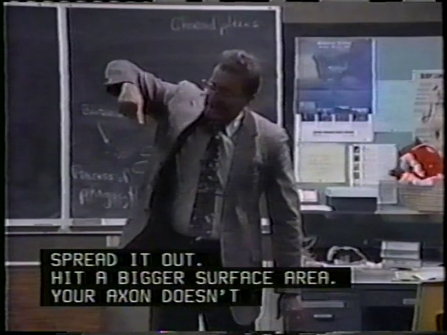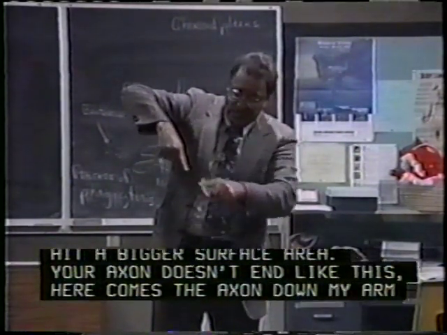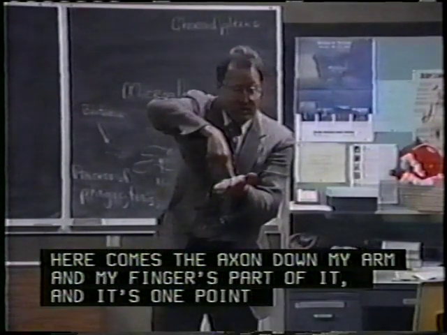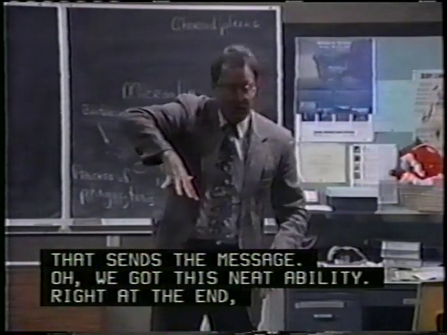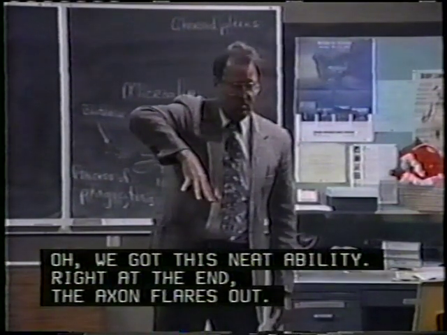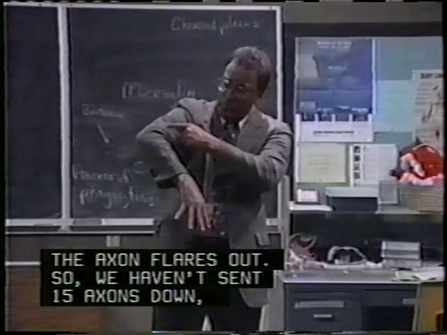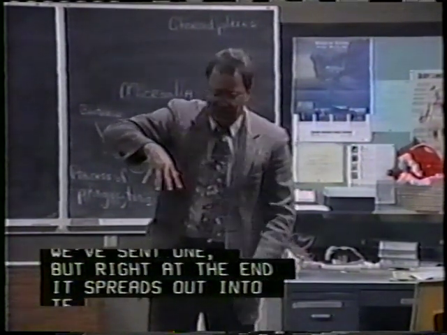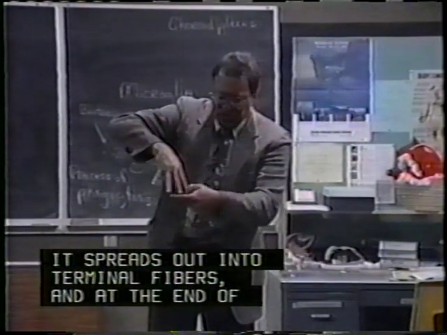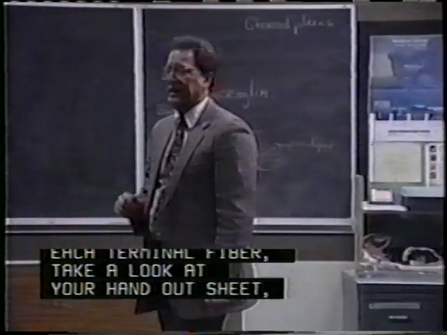Your axon doesn't end like this. Here comes the axon down my arm, and my finger is part of it, and there's one point that it sends the message. Oh, we got this neat ability. Right at the end, the axon flares out. So we haven't sent 15 axons down. We've sent 1. But right at the end, it spreads out into terminal fibers, and at the end of each terminal fiber, take a look at your handout sheet, there's something called a bouton.